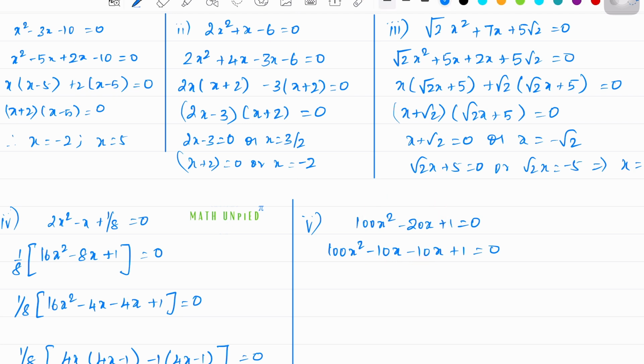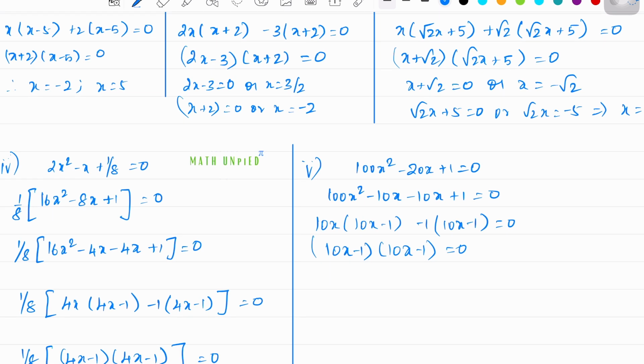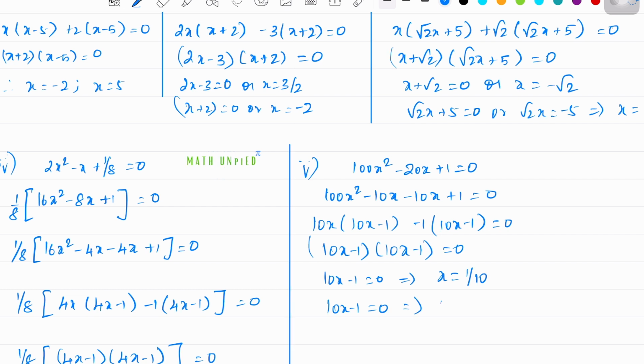So this will be 10x times 10x minus 1 and minus 1 times 10x minus 1 equals 0. So 10x minus 1 times 10x minus 1. Like the previous problem, these are two equal roots. So this will be 10x minus 1 equals 0, which implies x equals 1 over 10. Similarly, 10x minus 1 equals 0, which implies x equals 1 over 10. So this is the answer.